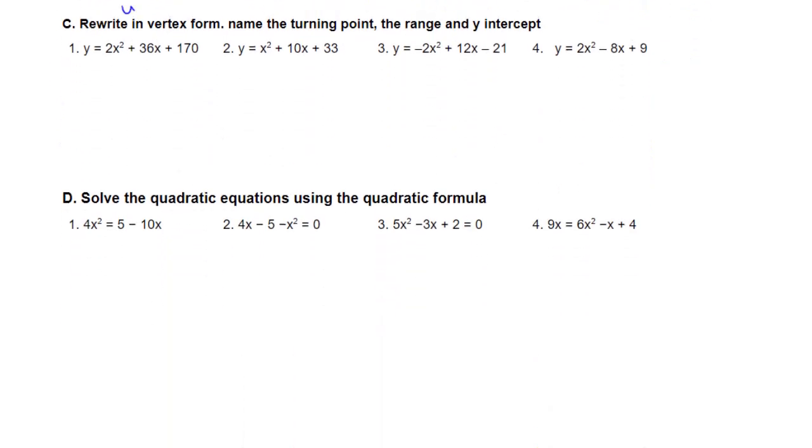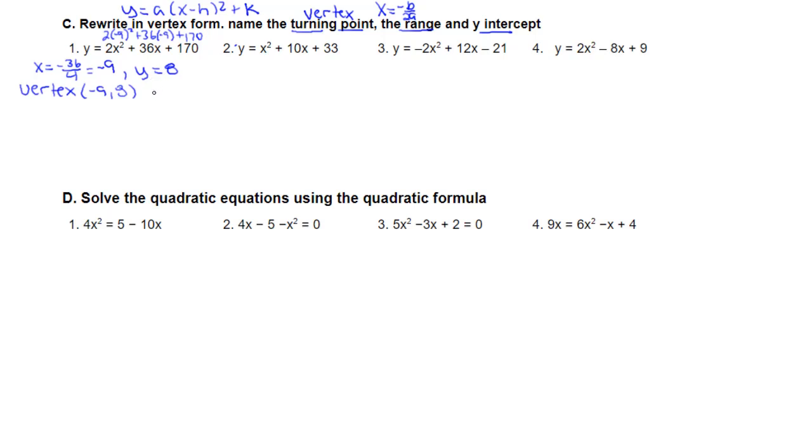In part C, we're going to rewrite this in vertex form, and we find turning points, which are the same thing as vertexes, and the range. We're going to use -b over 2a, and we're going to find the y-intercept. So -b over 2a, we find out that the x part of the vertex is -9. We substitute that in, and we find out the y part is going to be 8. And so now we can write the vertex is -9, 8.